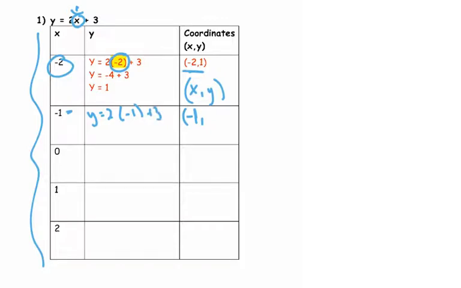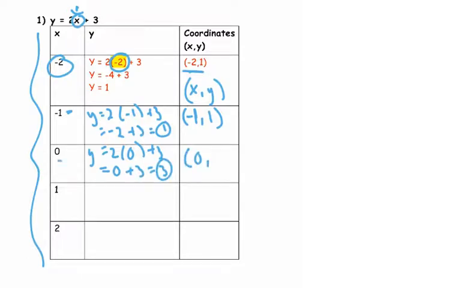y equals 2 times -1 plus 3. 2 times -1 is -2. -2 plus 3 equals 1. So that means the coordinates are -1, 1. That is all I'm going to do. Now I'm going to put 0 in instead of a -1. Two times 0 is 0. Plus 3 equals 3. 0, I got that from here. 3, got that from here.